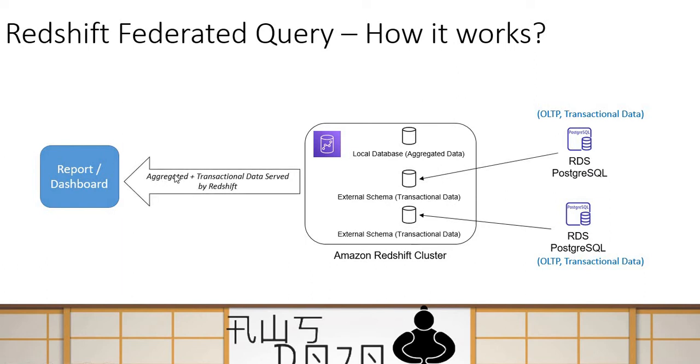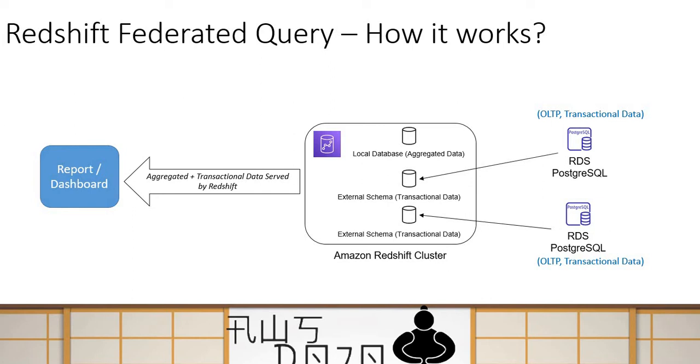Now when you make an aggregated or transactional data query, your local database can be used for getting the aggregated data, while your external schemas can be used to get your transactional data. An external schema is kind of a local schema, like a local database, which you can use to fetch your data from PostgreSQL. And the best and beautiful part is that you can make joins between them. If you want to join some table from your local database with some table from your external schemas, and present that back to the report or dashboard because that is your requirement, that is also perfectly possible.